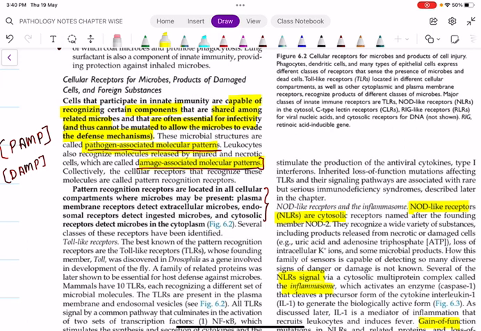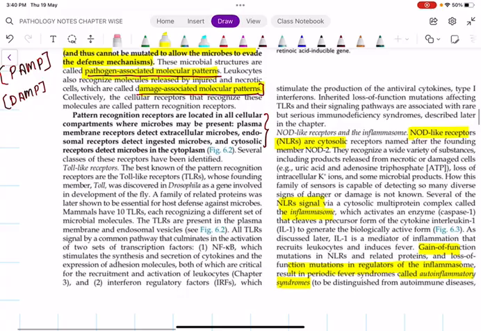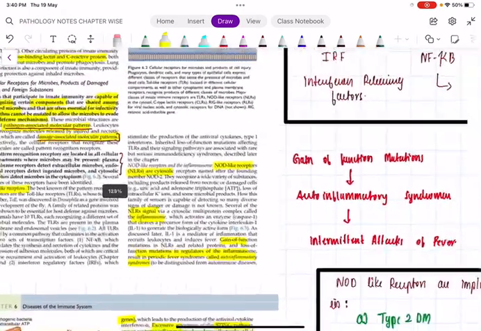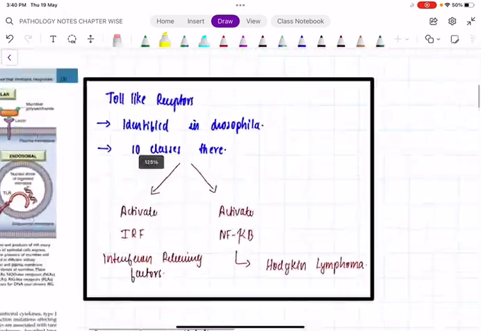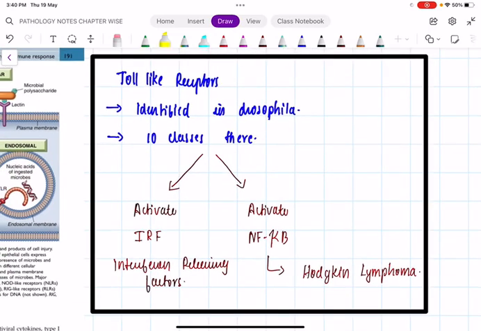There are different classes of receptors. Number one is what we call toll-like receptors. These toll-like receptors were first identified in Drosophila melanogaster. Around 10 classes of toll-like receptors are there. I will tell what property each has and what component it binds, which components of the microbes they recognize, everything, in a very short video, or I will post it on my social media handles.